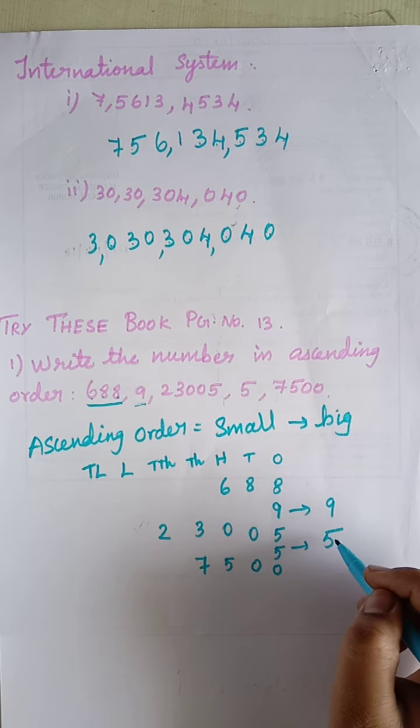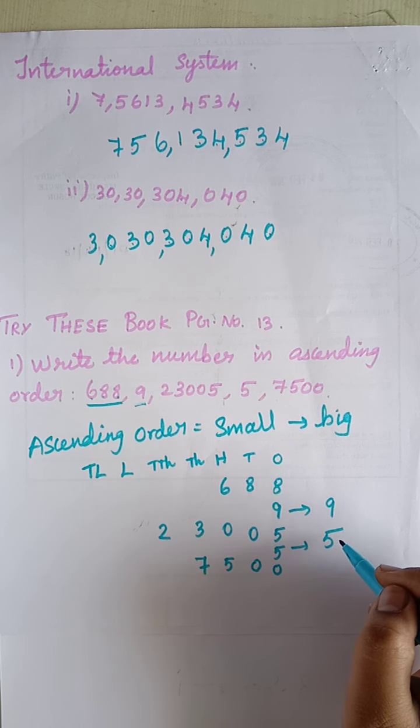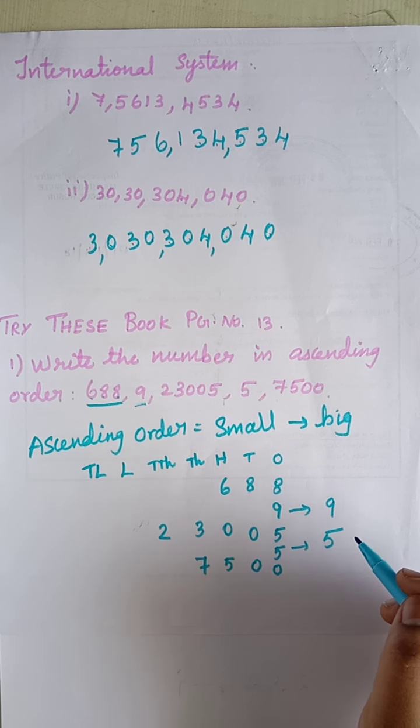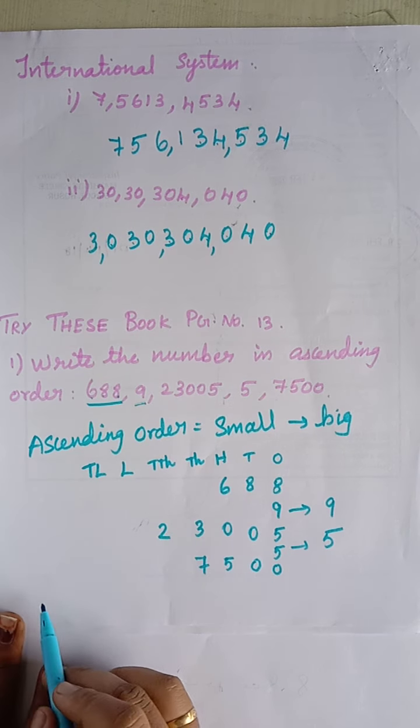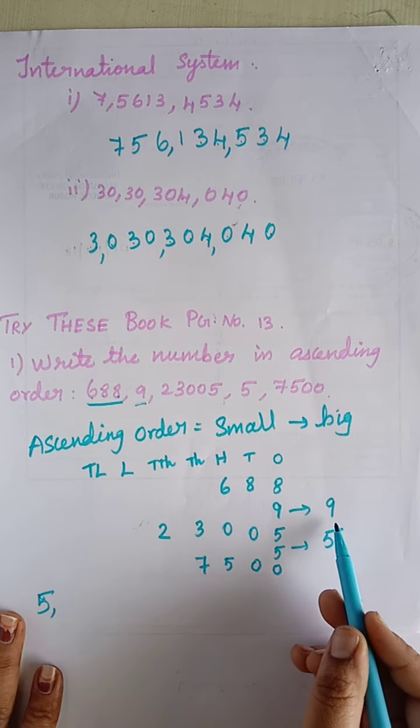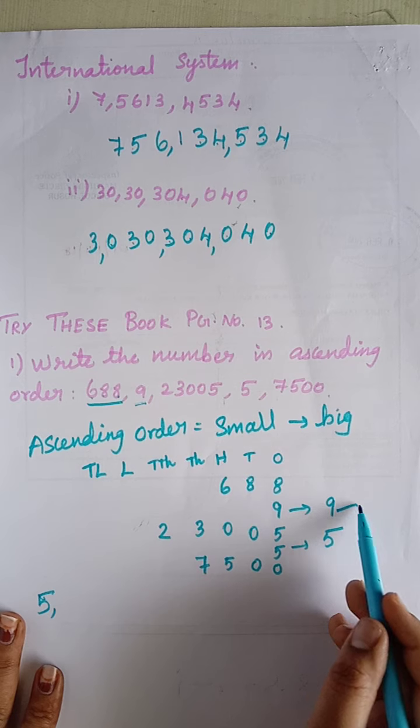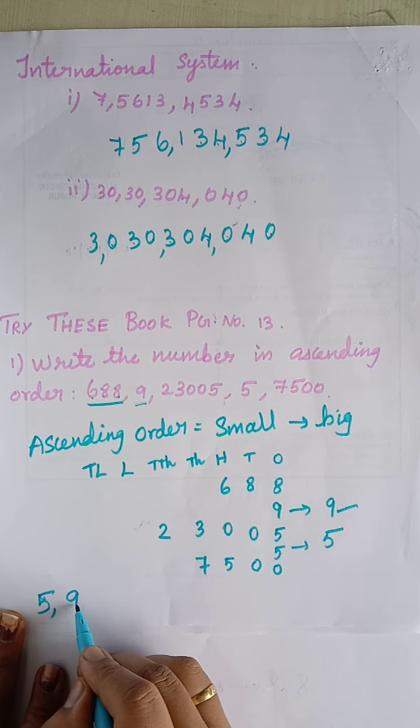We have to compare these two numbers. So we compared 9 and 5. When we compare 9 and 5, which one will be your small? 5 will be the small. Then the ones digit 9 is next, so that 9 will come next.